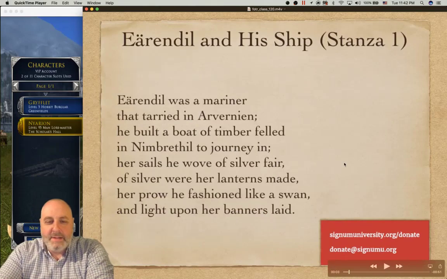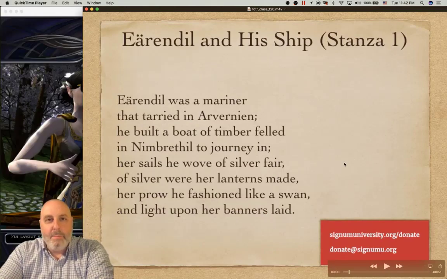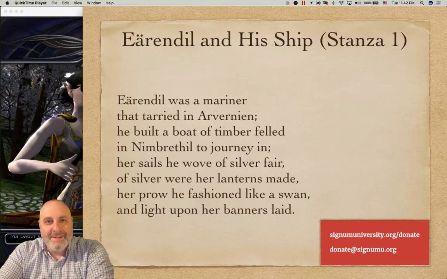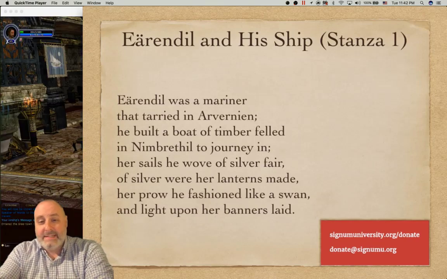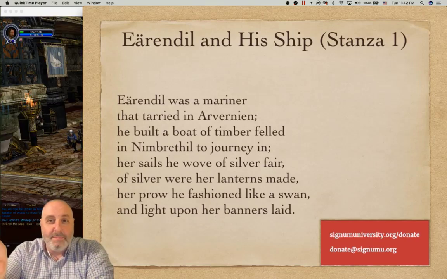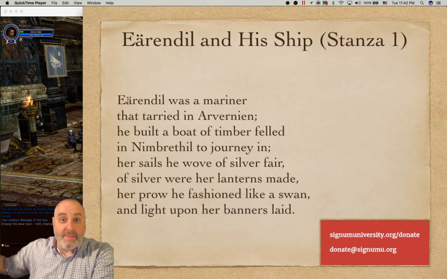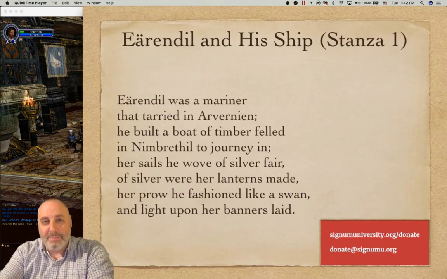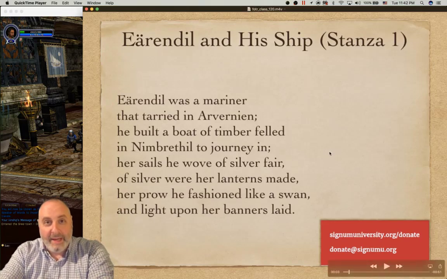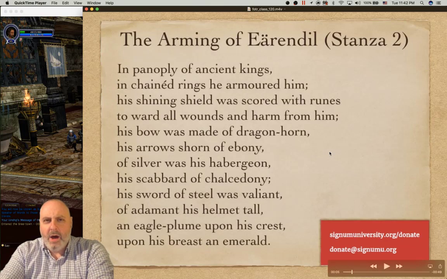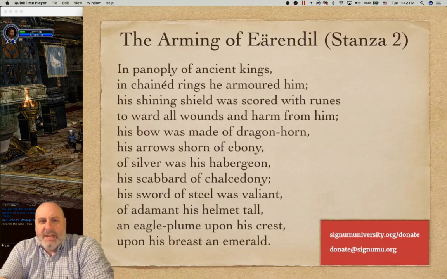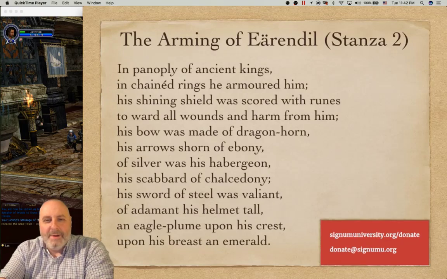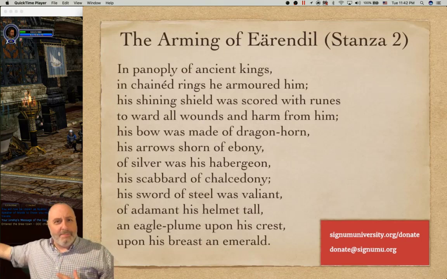If you think back to the beginning, right? How beautiful his ship is, right? The opening is like the marvels of his ship, which are great, right? But think of the magical marvels to come, right? The flying ship and the Silmaril and the immortal wings that are going to be given to it. Think about him. Oh, in panoply of ancient kings in chained rings he armored him, right? Oh, he was awesome, right?